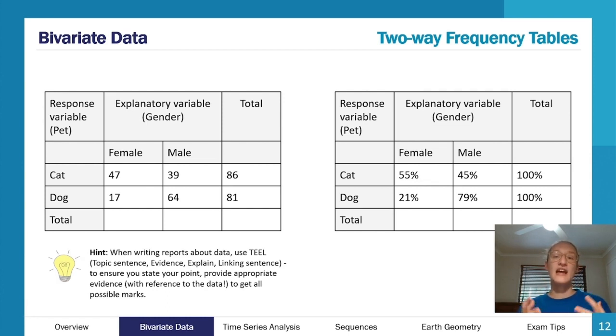And make sure you're actually answering the question. So you're not just summarizing the table, unless that's what you've been asked to do. You'll probably be asked to draw a specific conclusion about your two variables. So make sure you're always reading the question really carefully as well.